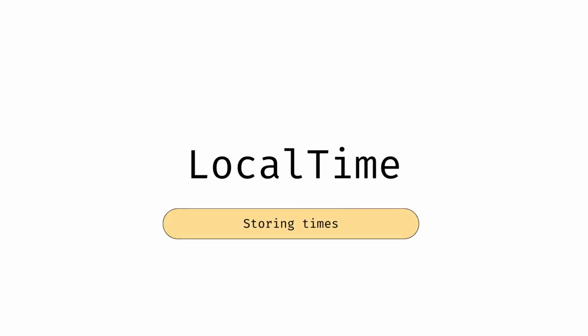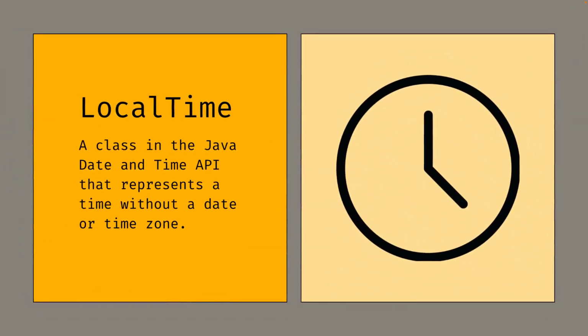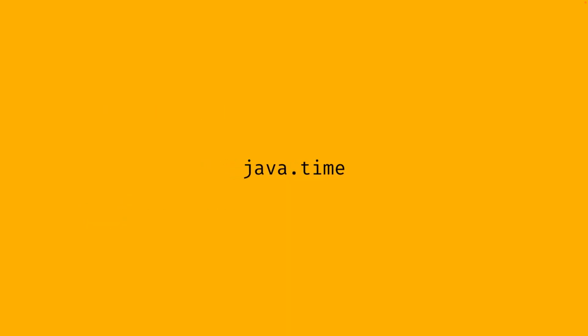When we're dealing with times, we use a built-in class called LocalTime. LocalTime is, just like LocalDate, a class in the Java date and time API that represents a time without a date or time zone. It is part of the java.time package. To use LocalTime, you again first need to import it from the java.time package. You can then create a LocalTime object in a few ways.